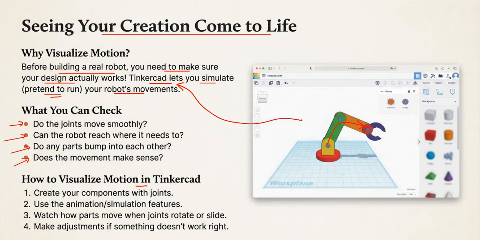You have to create your components with joints. Use the animation or simulate feature you will find over here. And then watch how parts move when joints rotate or slide, and then finally make adjustments if something doesn't work right.